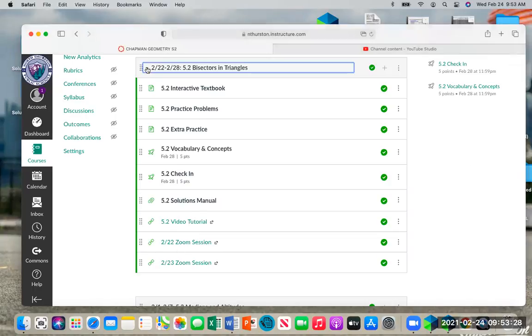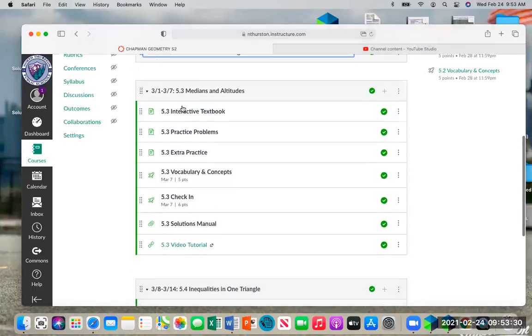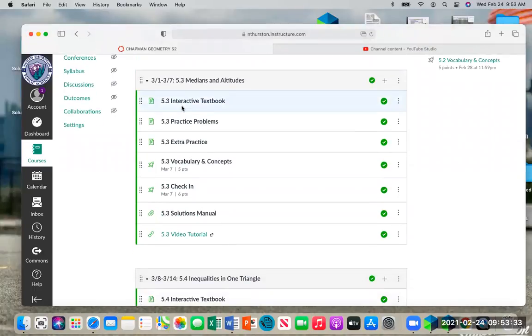For next week, the stuff that unlocked is 5.3, medians and altitudes. Still dealing with triangles. Medians and altitudes are just two different things that you can create using a triangle. Just like everything else, make sure you're doing the interactive textbook and practice problems. The vocab and concepts and the check-in are unlocked and ready for you, but they're due Sunday, March 7th, so you've got about a week and a half. And of course, the solutions manual and the video tutorial are there for you.